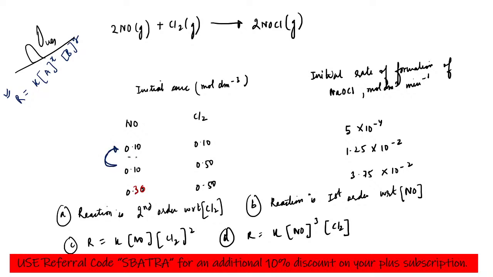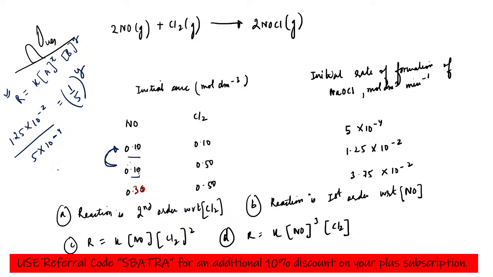So you can see these are two given sets. In this set, the NO value is the same, so we can cancel out this value. So now the rate ratio would be 1.25 into 10 to the power minus 2 divided by 5 into 10 to the power minus 4. This and this would be cancelled out, so there is no need to write these values. So this will be 0.1 by 0.5, that is 1 by 5, to the power y. 1 by 5 to the power y.